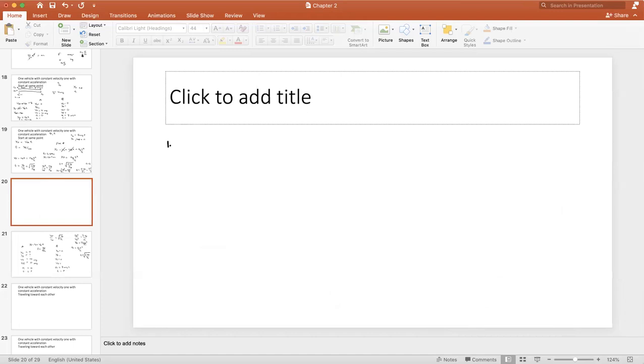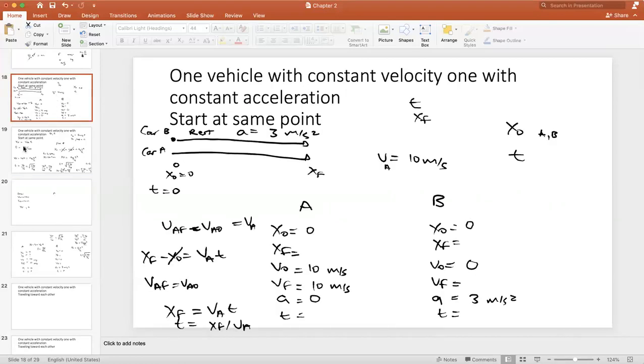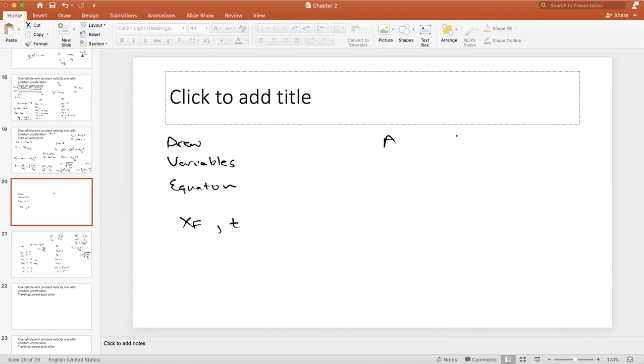To recap, what we did was we drew a picture, we wrote our variables. Using our variables, we found which equation to use, and we had to find x final and t. Now, car A had constant velocity, v, and no acceleration. Car B had no initial velocity, and a was equal to 3 meters per second squared.